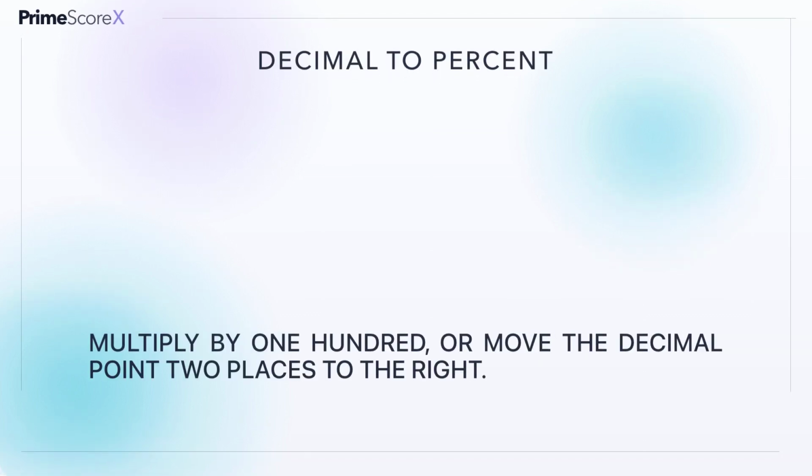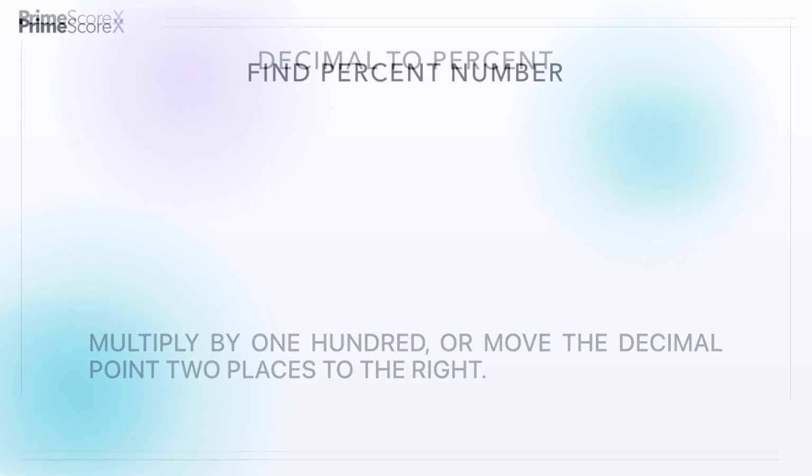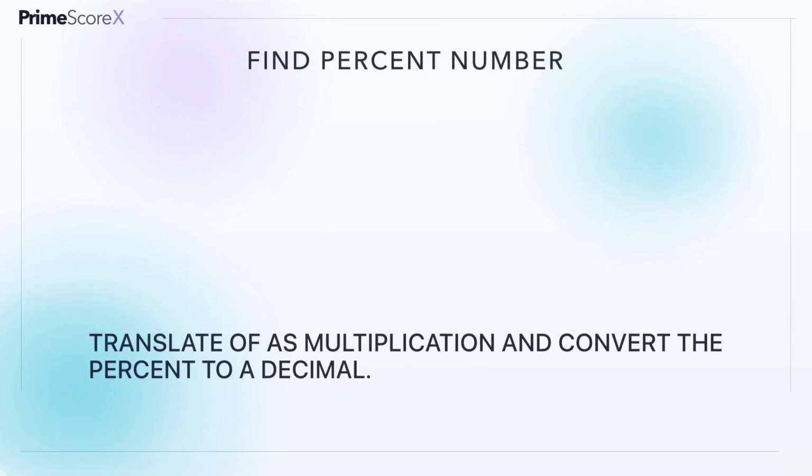0.62 becomes 62%. 1.4 becomes 140%. A decimal and its percent form describe the same value using different scales. When converting, include the percent symbol only after multiplying by 100. A frequent mistake is moving the decimal in the wrong direction, so check whether the result should be larger or smaller than 100%. To find 30% of 80, convert 30% to 0.30 and multiply by 80.